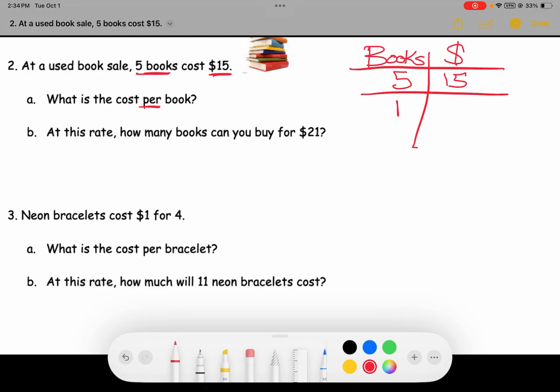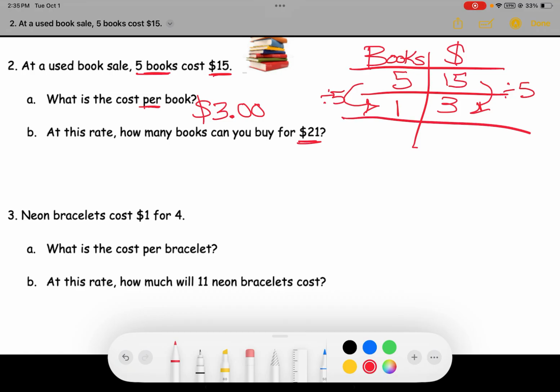Per book would be 1 book. So to get from 5 to 1, we divide by 5. So we're going to divide 15 by 5 to find the cost per book. 15 divided by 5 is 3. So for 1 book, it would cost $3, and I write it as 3.00. At this rate, how many books can you buy for $21? So I'm going to do a new row, and under the dollars, I'm going to put 21. I know 3 times 7 is 21, so you multiply 1 by 7, and 1 times 7 is 7. So with $21, you could get 7 books if each book costs $3.